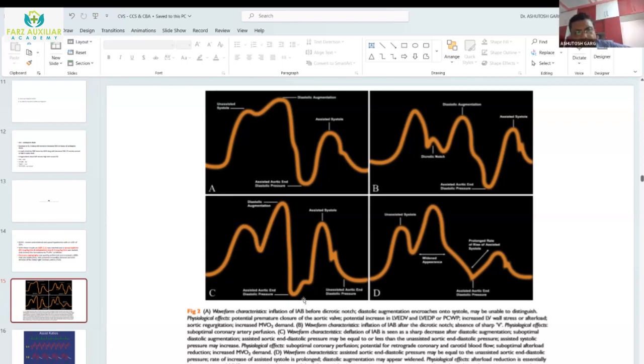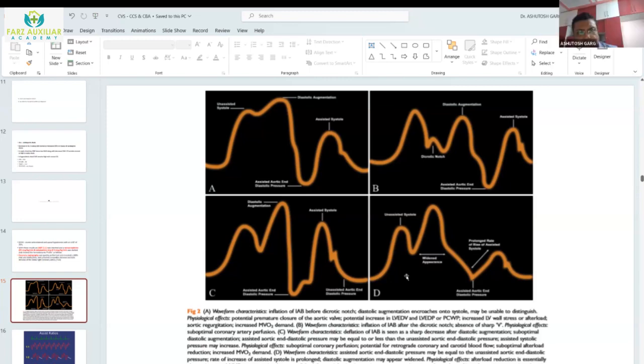Okay, and what about C? This one is delayed deflation. Okay, and D? This is early deflation. I think I am saying it wrong. So basically, C is early deflation, and D is late deflation.